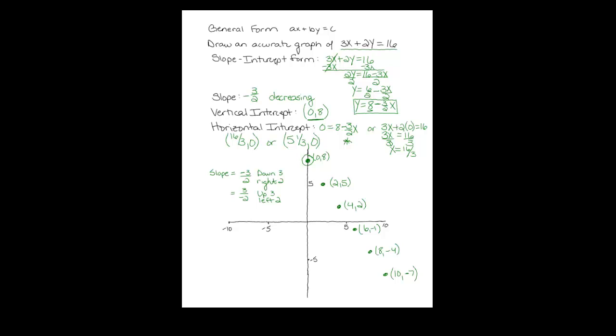And now we just need to connect the dots to draw our line as neatly as possible, connecting the points with as straight a line as we can. There we go. Notice the line is decreasing, as it should have been. Also notice the horizontal intercept falls right in between 5 and 6, which is where it should be. So this is the correct line.